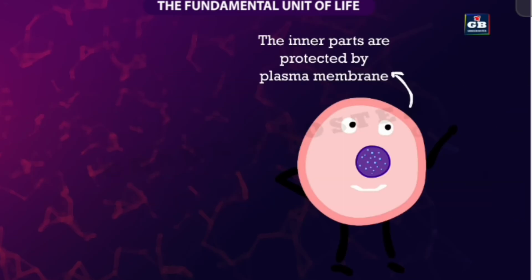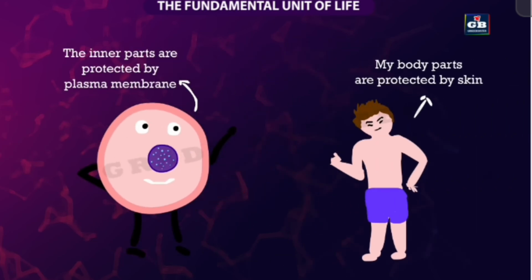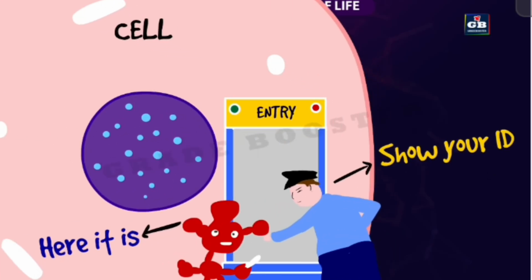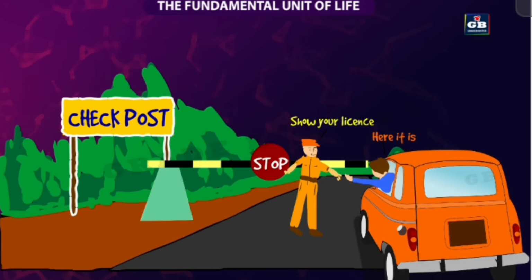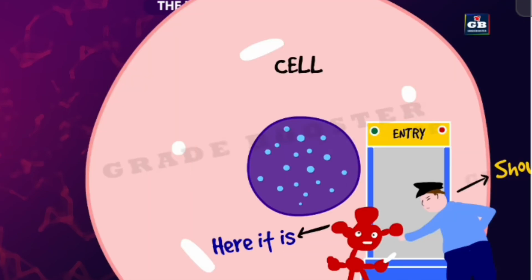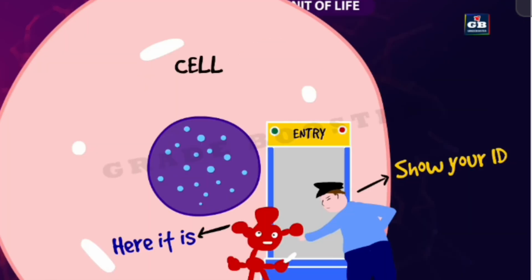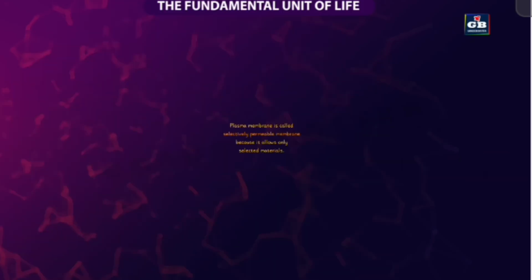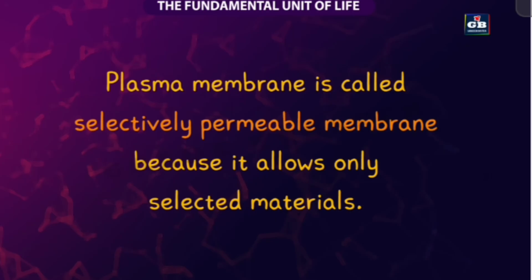Plasma membrane protects the inner components of these cells, just like how our skin protects our inner parts. Plasma membrane controls the entry of materials into the cell and also controls the exit of materials from the cell to the outside environment. It works like a checkpost between two different states. You know that at the checkpost, checking of vehicles and verification of licenses is done. In the same way, cell membrane verifies the materials and decides whether to allow them inside or not. It permits only the selected materials. For this reason, cell membrane is called selectively permeable membrane.